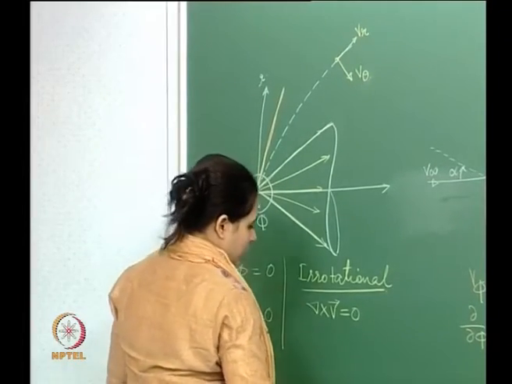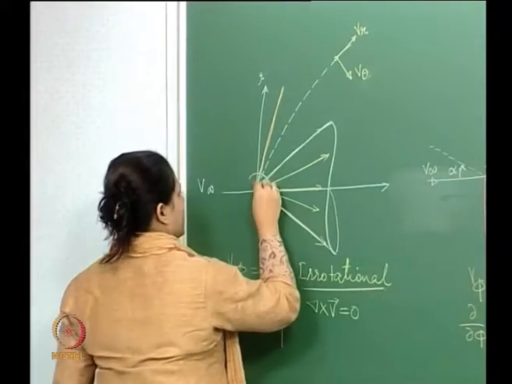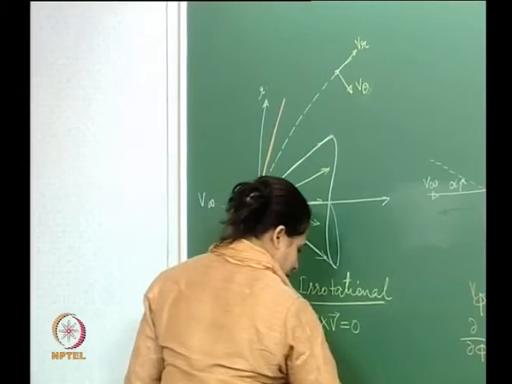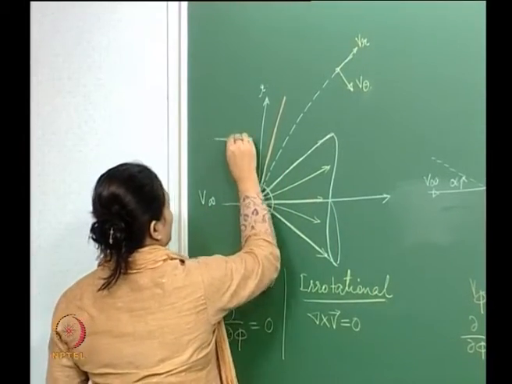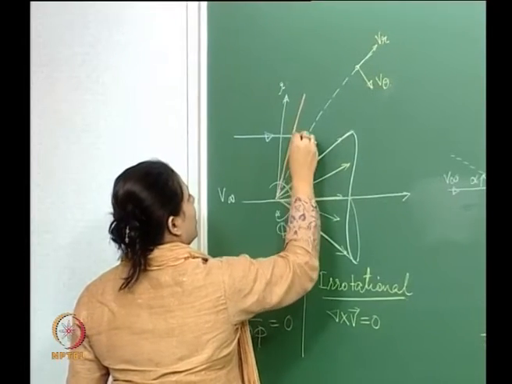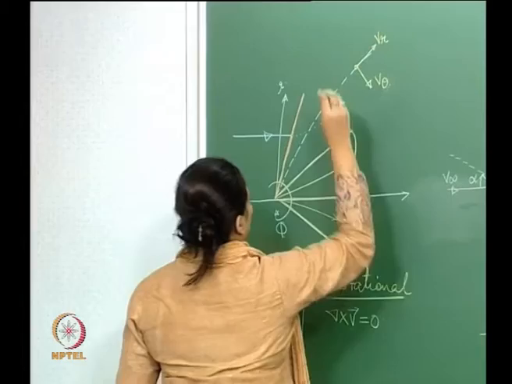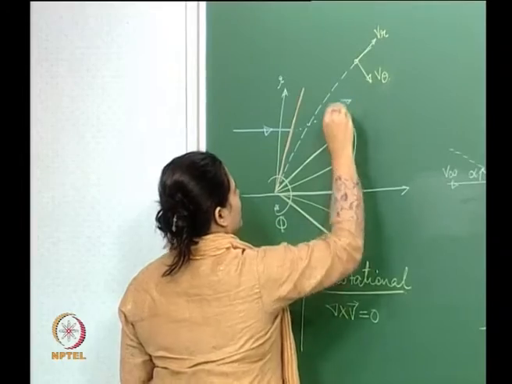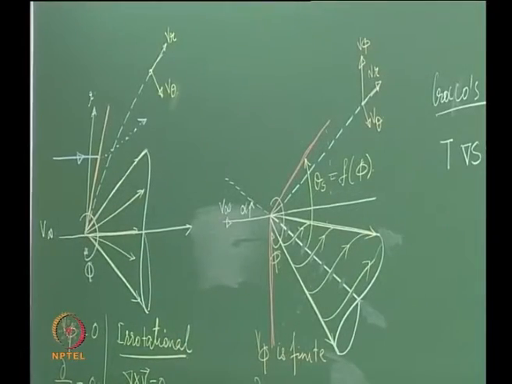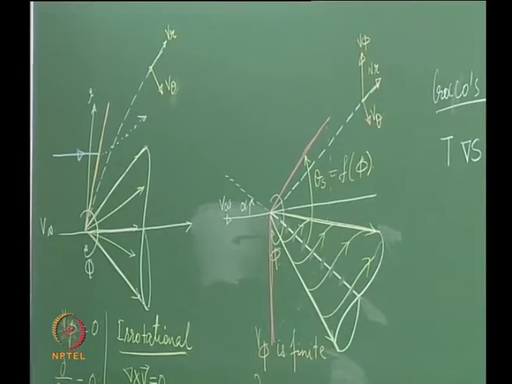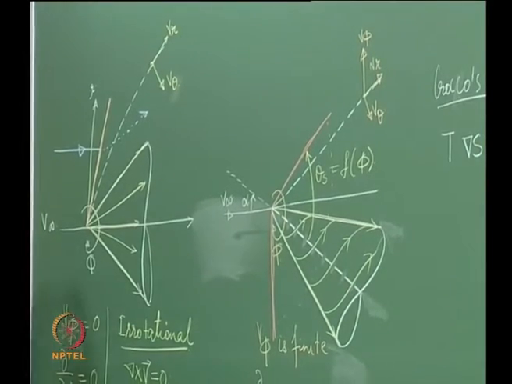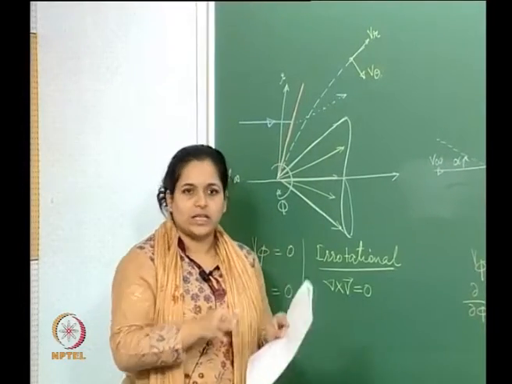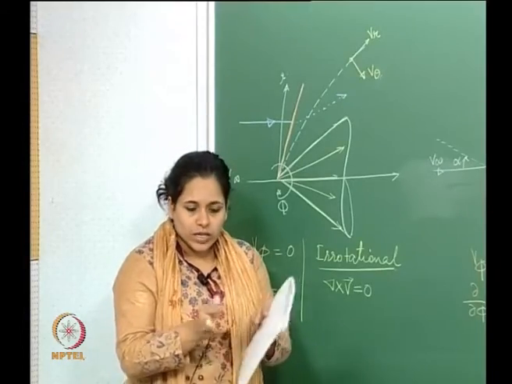Okay, so this is my shock, this is my shock wave. And I have a streamline which is say coming here. Now, as this moves within the shock wave, there is no change in the phi direction, which means that all my radial lines are equally spaced. There is no change in the angle in which those radial lines are located.